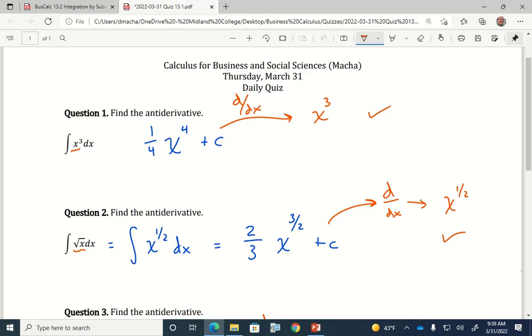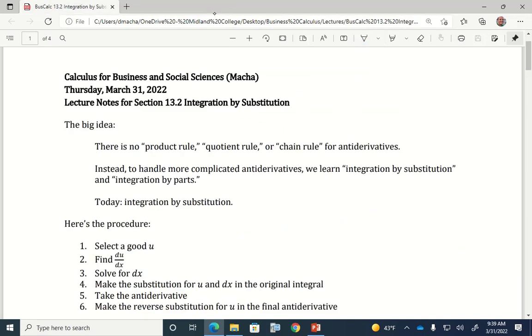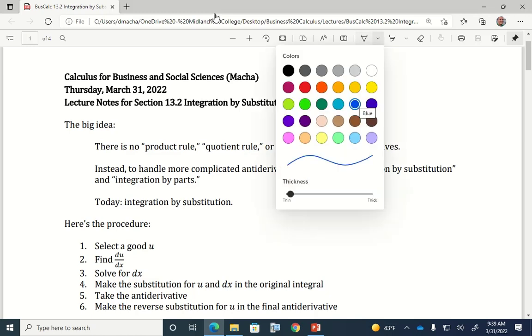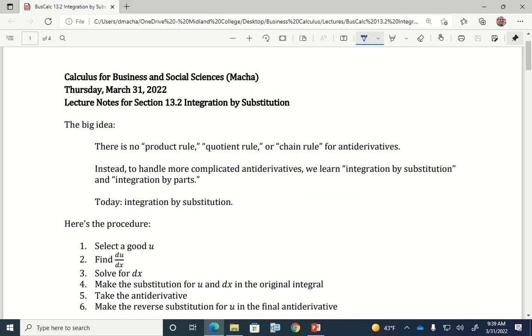Okay, so we're gonna move on, and today we're talking about the integration by substitution method. So our big idea for section 13.2 is that there really is not any sort of antiderivative product rule. So if you see the antiderivative of a product of functions, there's really nothing to help you. There's no antiderivative quotient rule, and there's no antiderivative chain rule. So antiderivatives in general are going to be more difficult and a little bit more complicated to deal with than derivatives were.